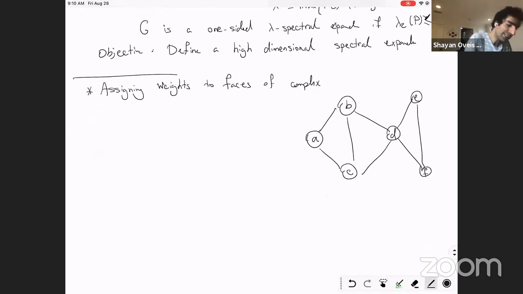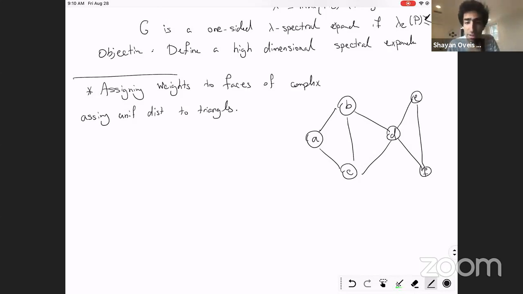Okay, so let's say we assign a weight to top faces of this complex. Here we have 3 triangles. So assign a uniform weighting or uniform distribution to triangles. Okay, so we have three triangles. The weight of each of them, or the probability of each of them, will be 1/3. I'm going to write pi2 to denote this. So pi2 of, say, this triangle ABC is equal to 1/3. And similarly for all triangles.